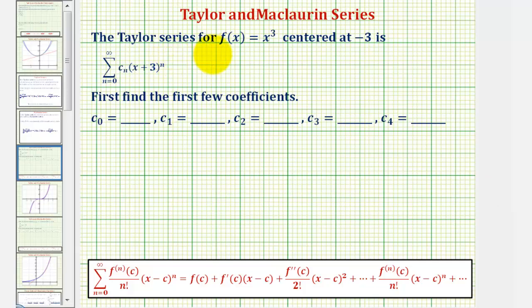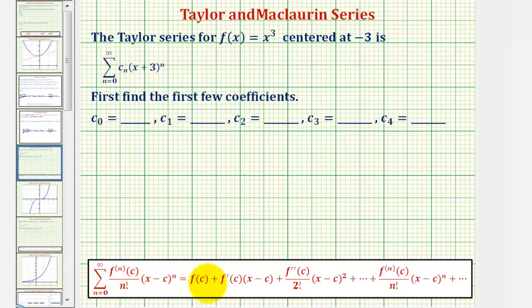We want to find the first several terms of the Taylor series for f of x equals x cubed, centered at x equals -3, and then give the first few coefficients, c sub 0 through c sub 4. The Taylor series for any function is equal to the infinite series where we have the summation from n equals 0 to infinity of the nth derivative of f evaluated at c, where the series is centered at c, divided by n factorial times the quantity x minus c raised to the power of n.